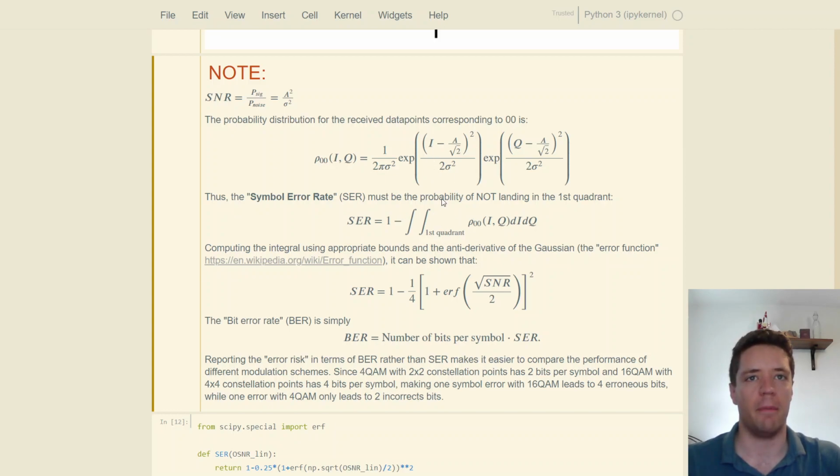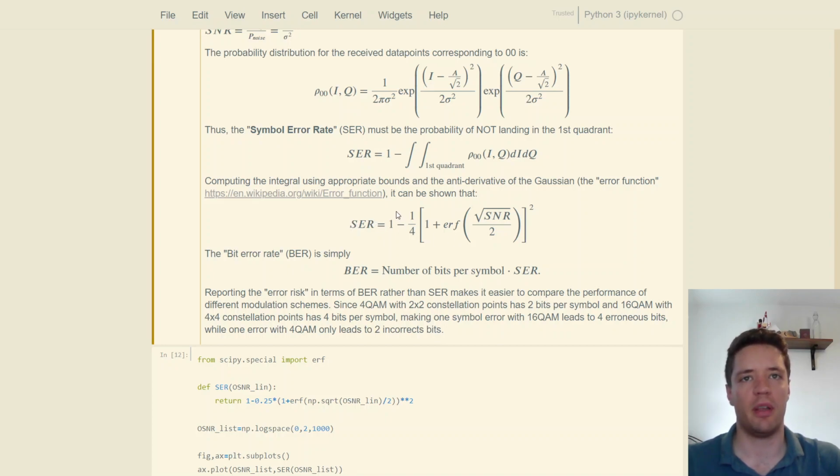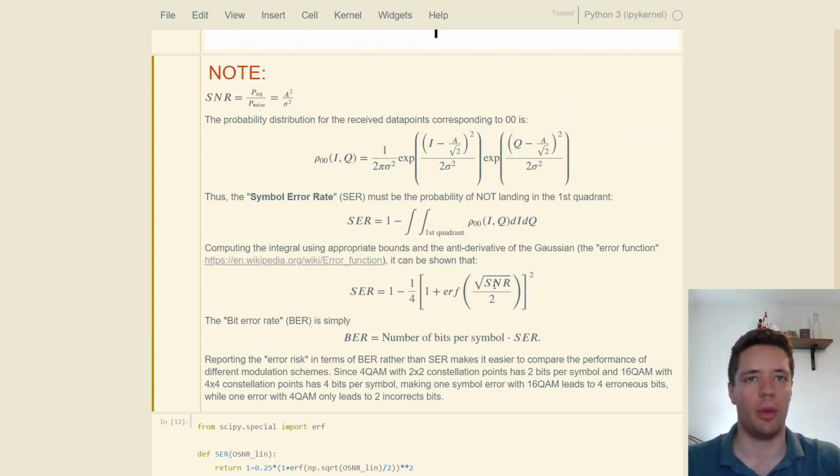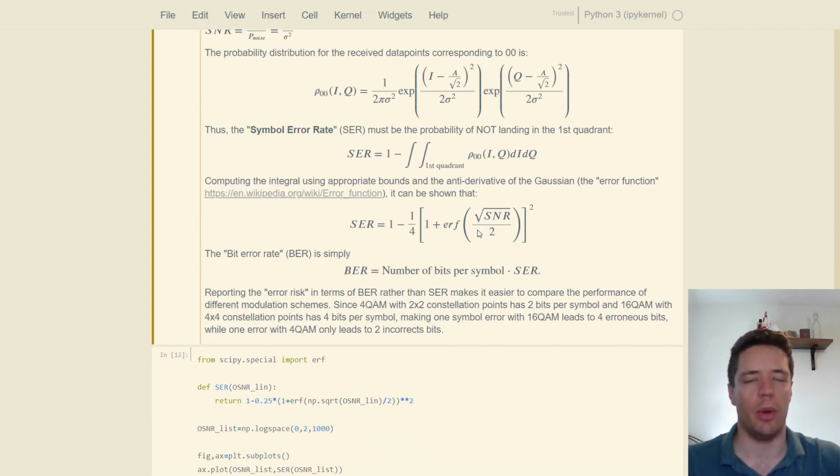So this integral right here looks maybe a bit intimidating, but it's actually not too difficult to compute if you look up the definition of the so-called error function, which is the integral of the Gaussian. And in the end, you can show that the symbol error rate is given by this formula right here, where the signal-to-noise ratio appears with a square root in here, because remember that the signal-to-noise ratio is going to be the square of a over the variance. So in any case, the symbol error rate tells us the risk, in probability, of a given symbol being misinterpreted as something else.